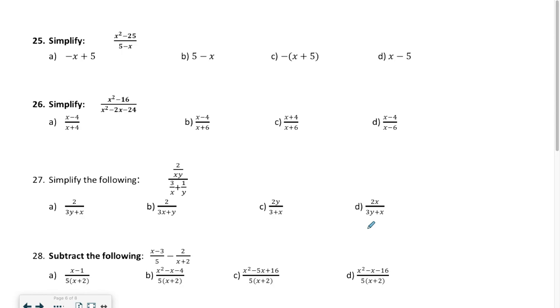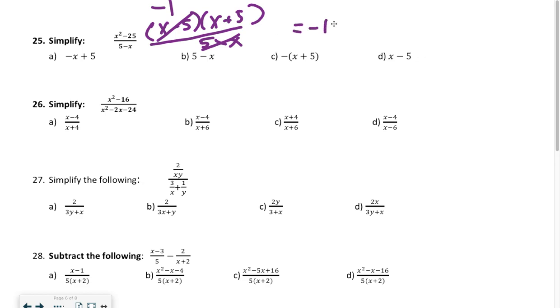25, so we're going to factor first and then cancel any like factors. Our numerator is a difference of squares, x minus 5 and x plus 5. Our denominator is 5 minus x. A minus b, b minus a. We are left with negative 1 times x plus 5. They may distribute in the answer choice, but here we can see choice C matches. Negative in front simply means a negative 1, so they may write it that way.